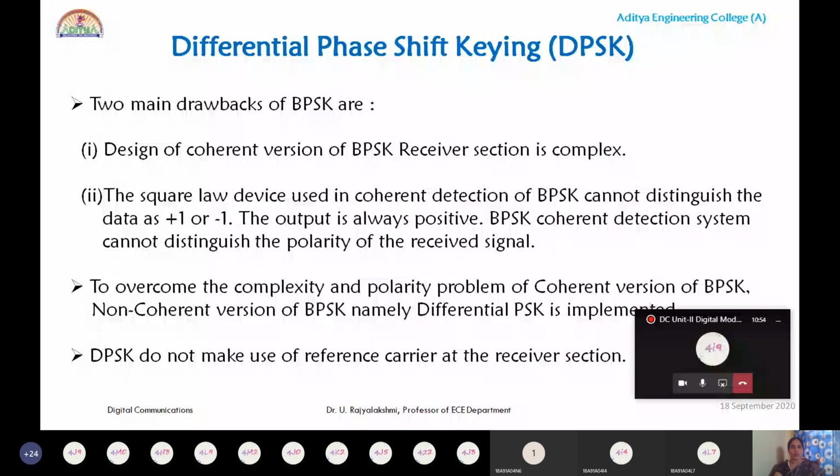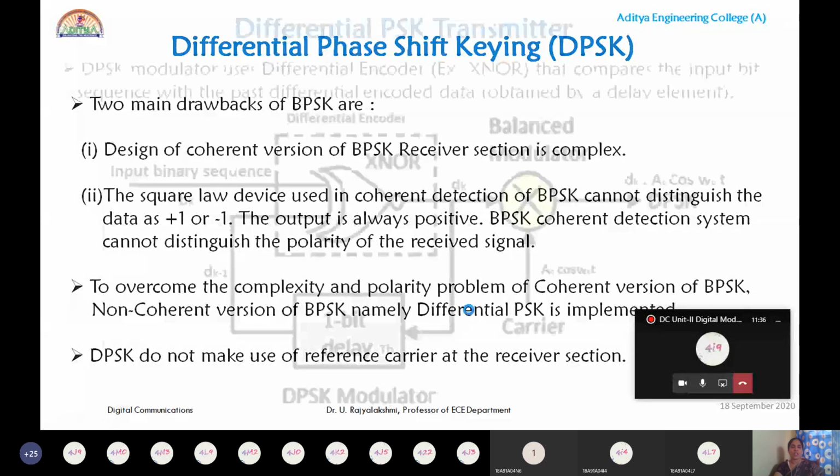So what are the two main drawbacks of BPSK? One is that the design of the coherent version of the BPSK receiver section is complex, and here you make use of a bipolar input signal as the initial data. Because of that bipolarity, power consumption will be more. And the second thing is that we are using a square-law device at the front-end part of the coherent receiver section of BPSK, so the output is always positive and it cannot detect the polarity. To overcome this complexity, the polarity problem, as well as the power consumption problem of the coherent version of BPSK, we are implementing the non-coherent version.